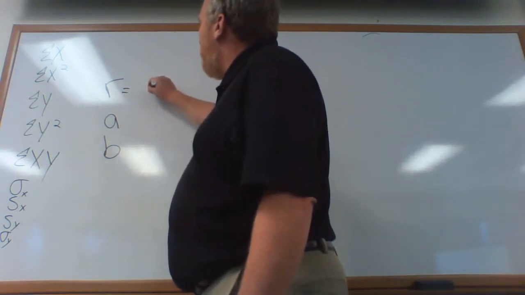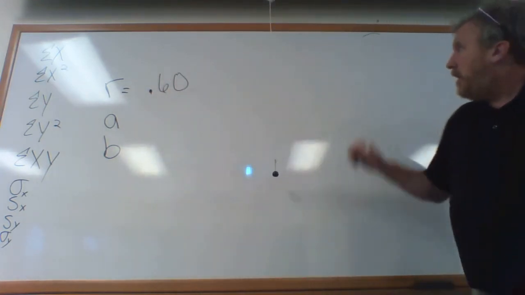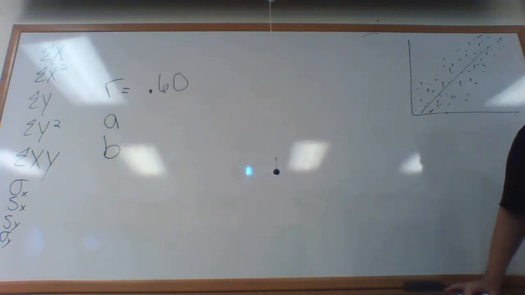It is 0.60, which would be positive and fairly strong, but not perfect. It'll spread out like this, but we can definitely tell it's going upward. That'll probably be around a 0.6.